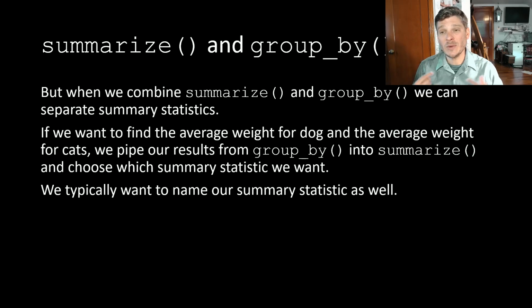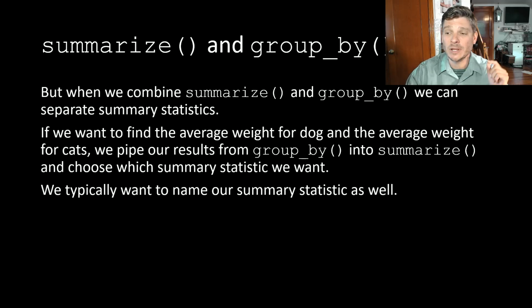So the way we use summarize and group by together is that when we combine them together, I can get summary statistics based upon those groups. So if I want to find the average weight for the dogs and the average weight for the cats, I can pipe my results from group by into my summarize function. So I'm going to group by cats and dogs, which again doesn't change anything on the outside to us looking at it, but the computer will know, oh, I'm grouping by that different variable, I'm sorry, with that, which has different values, and then summarize my statistic based upon that.